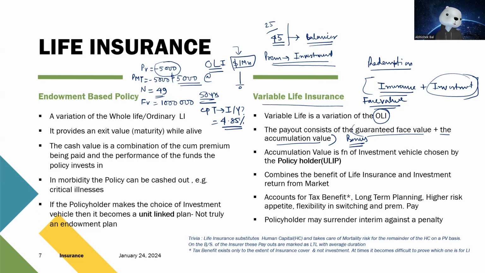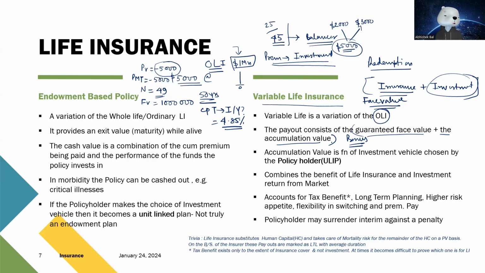So he may choose a balancer fund where he may decide that out of this $5,000 premium that he's paying, $2,000 may be invested into the equity market and $3,000 may be invested into the debt market, high quality debt market. So these kinds of choices are left with the policyholder, and that gets to decide how and how much the accumulation value would be at maturity.